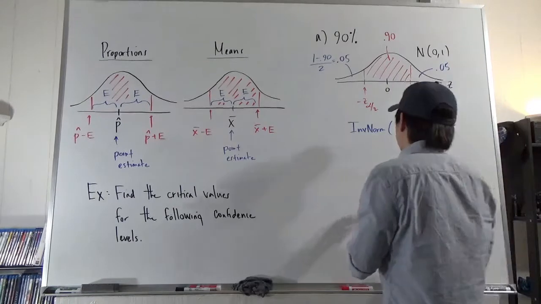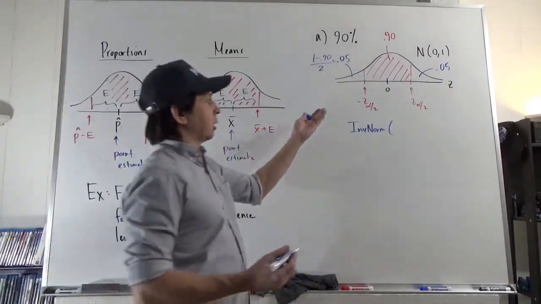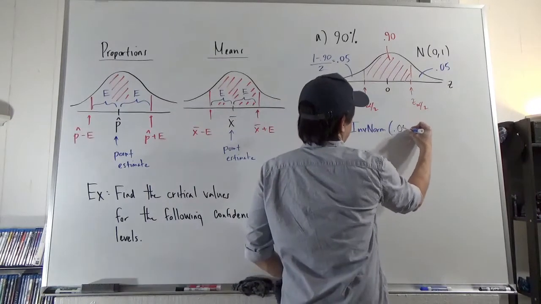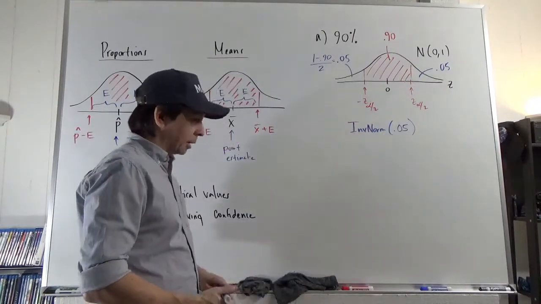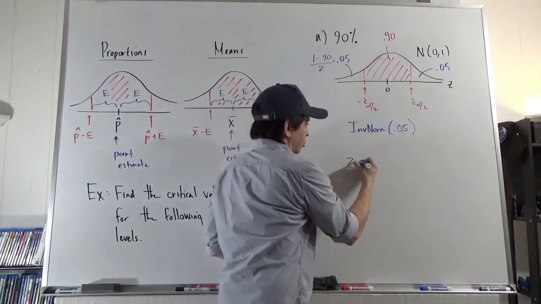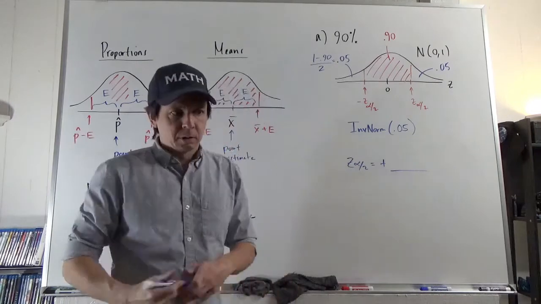Be careful, please. Okay, anyway, I'm ready to go. I've done this before. I'm going to plug in inverse norm 0.05. It'll give me this z-score, the negative of it, but then once I have that, I'll just drop the negative. So my actual answer, z alpha over 2, will be positive whatever. Where's my calculator?